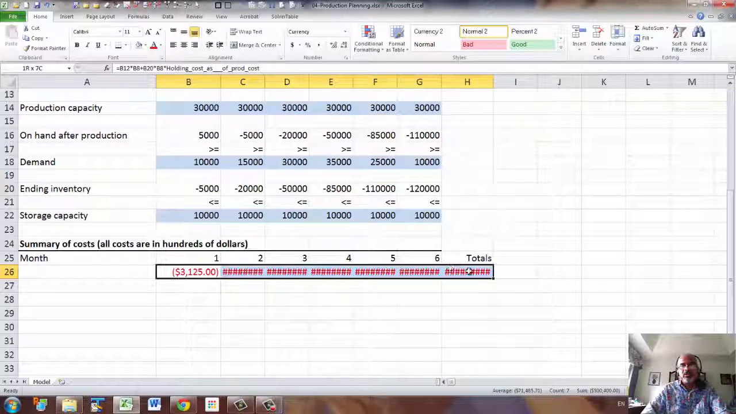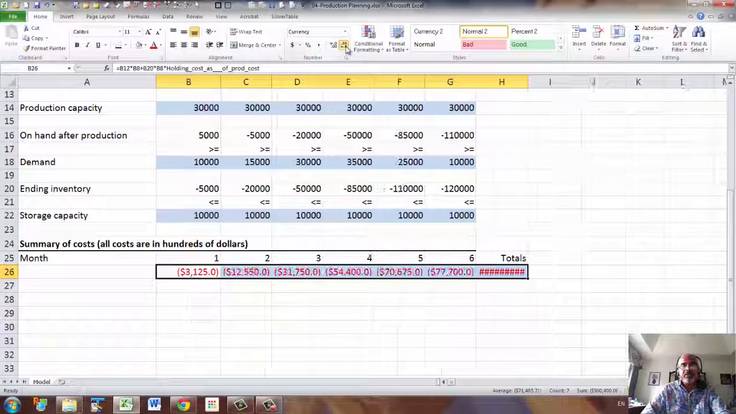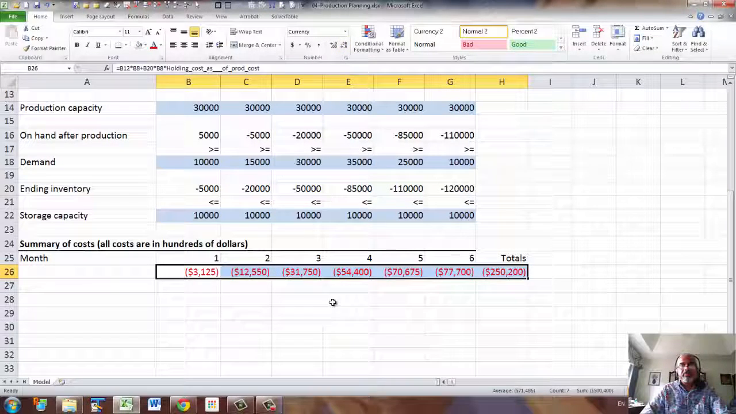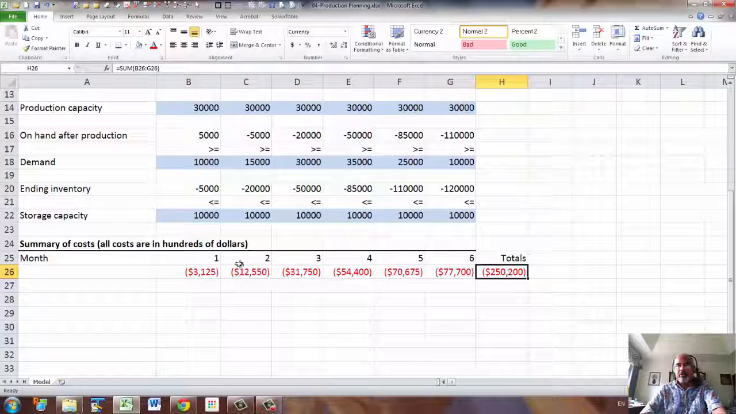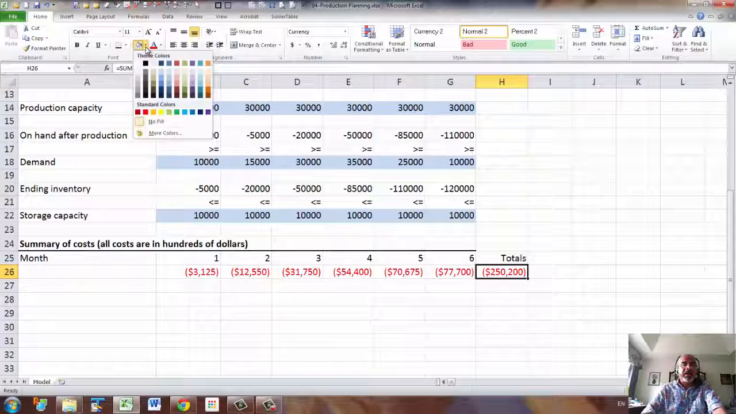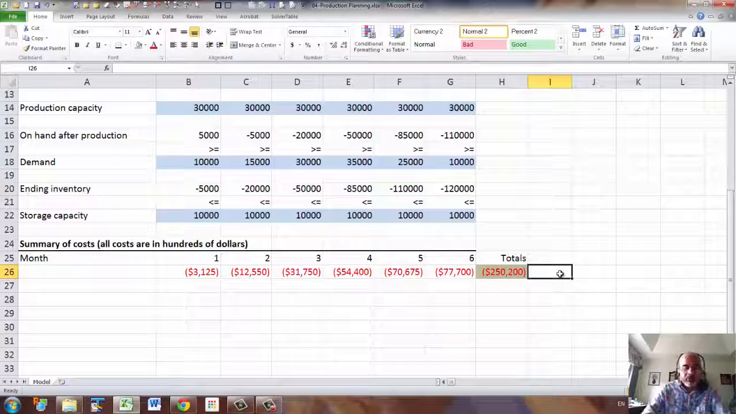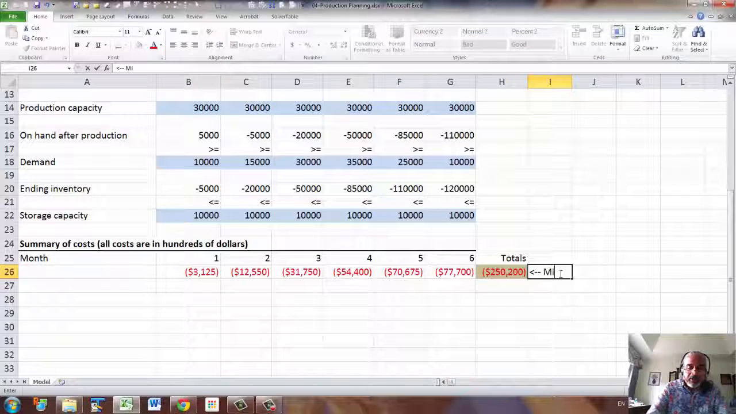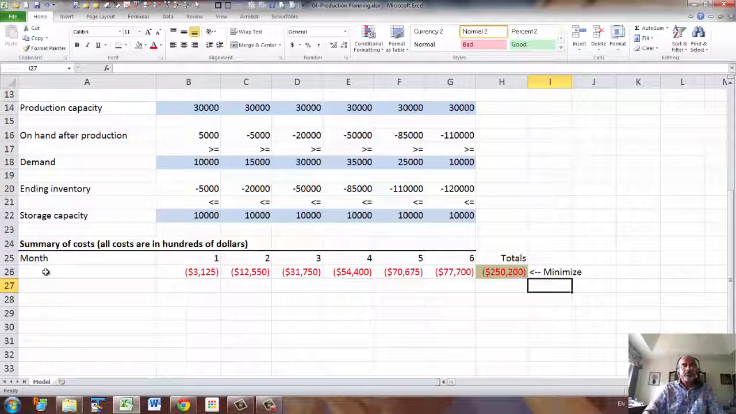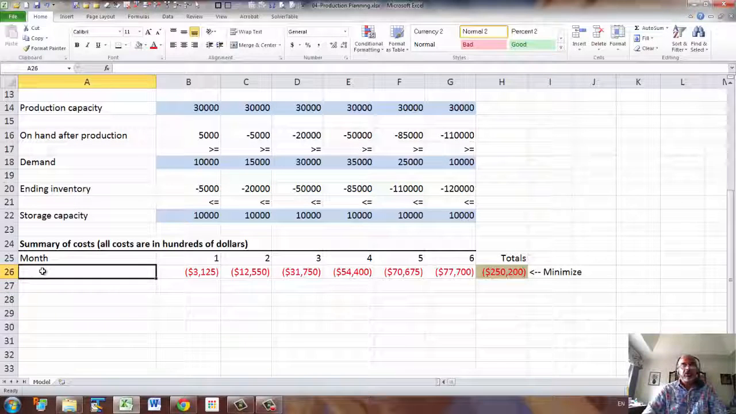Now let's remove the decimal places, and that will make all the numbers appear. Now this is the cell that we want to now minimize. Remember, this represents cost, so we have to minimize that. Okay. In the next video, we'll look at the solver.